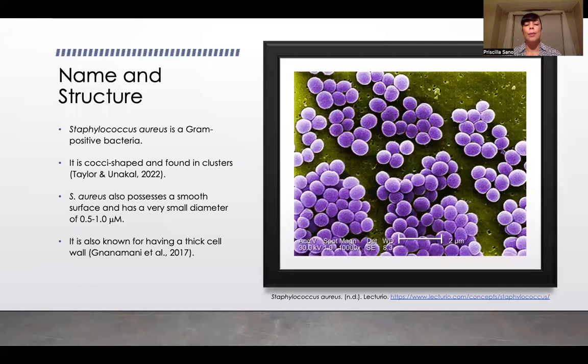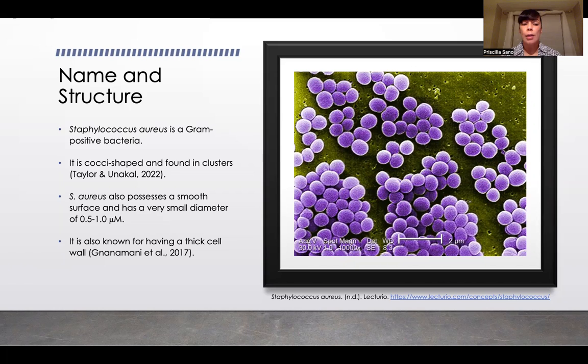Name and structure. Staphylococcus aureus is a gram-positive bacteria. Now, what that means is when it goes through the whole gram staining process, visually and microscopically, we can see that the colonies will be purple in color. All gram-positive bacteria will be purple in color, whereas gram-negative bacteria end up appearing a red to a pinkish color. So as stated, it is a gram-positive bacteria that appears purple.